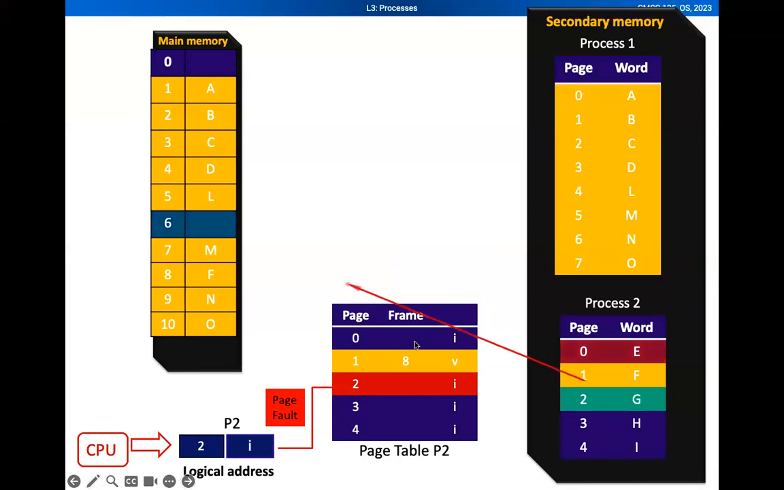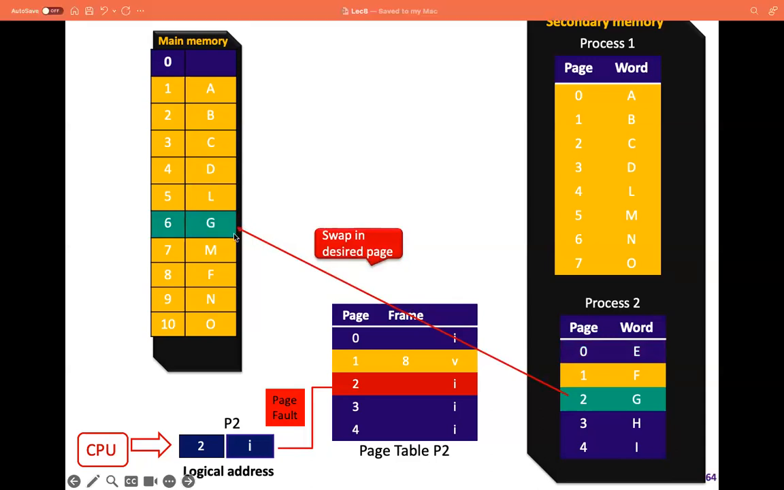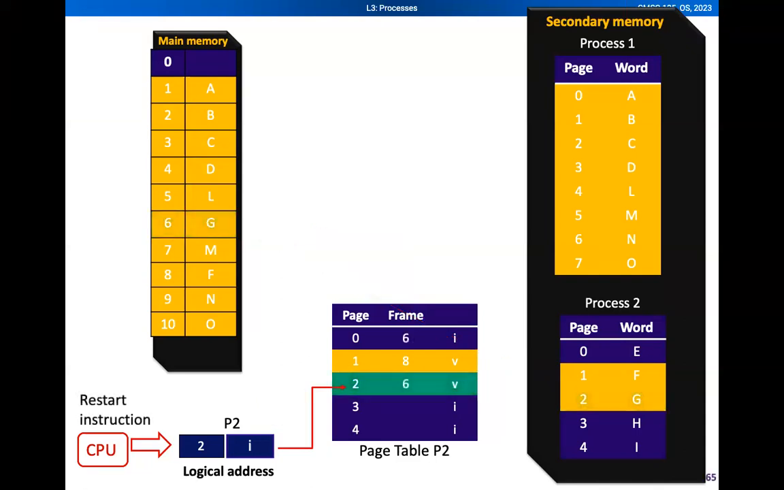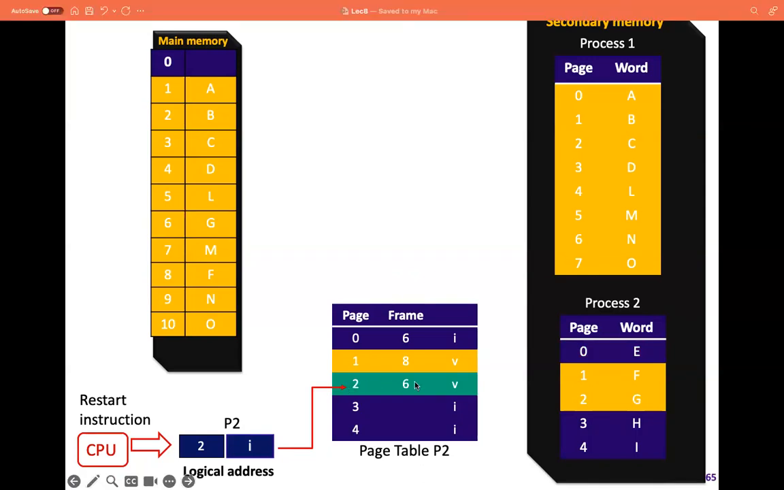After that, we swap in the desired page. Our desired page is page 2, which contains the G. So we swap that into frame 6. And now we update the page table. As you can see, page 2 is now on frame 6, and we also change its bit to valid. Next, we restart the instruction.